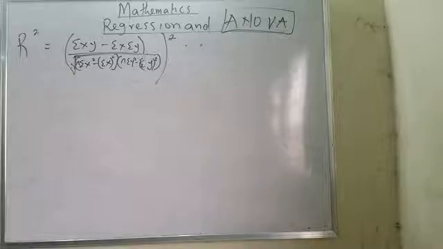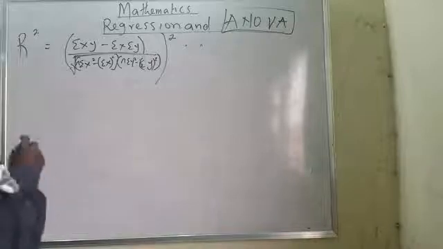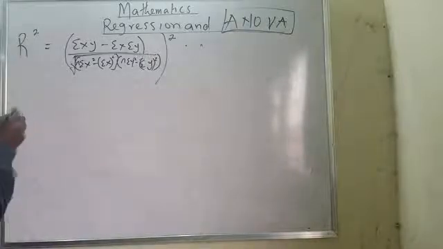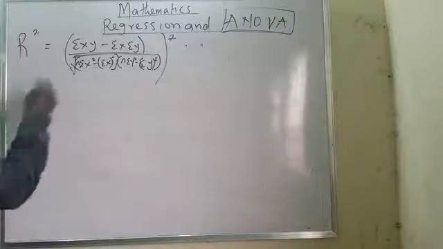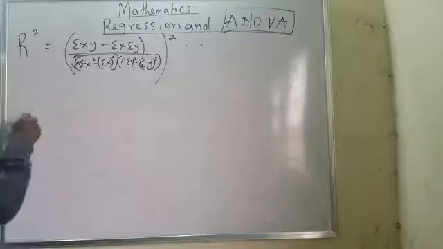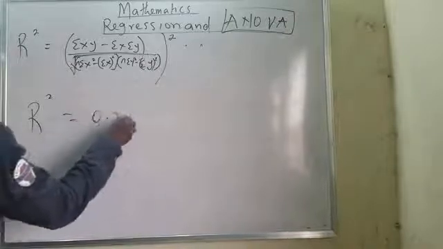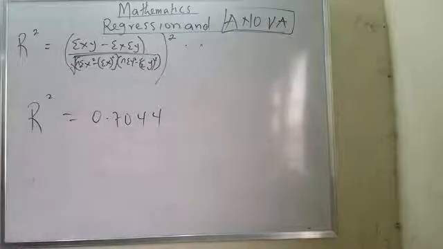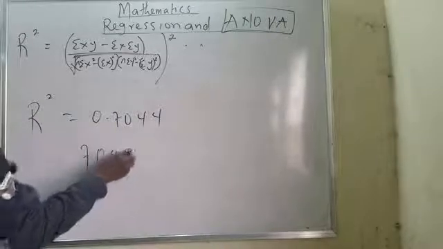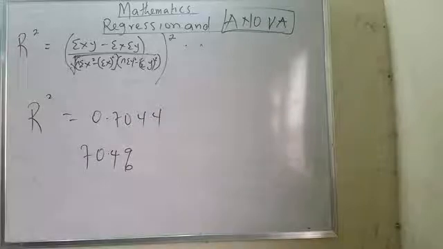Now, what R squared does is it helps you to know the coefficient of determination. For instance, when you square your result, if my R squared is something like 0.7044, what you need to do at this point is to express it in your determination as 70.4%. That is your R squared in percentage.